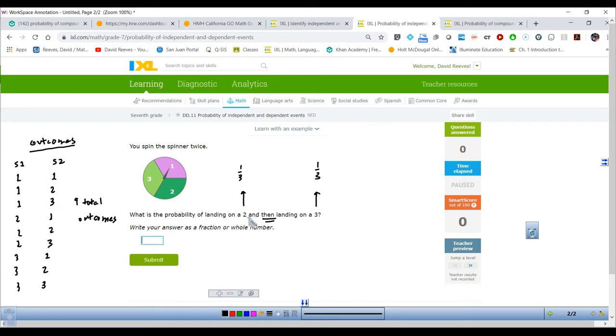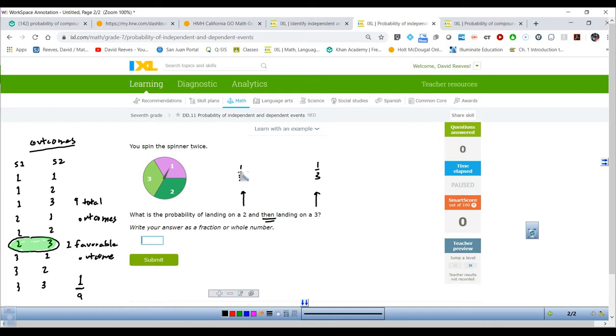Well, what did we want? We wanted a 2 and then a 3. So do you see right here? That is what we were looking for. Right here, this is what we were looking for. We wanted a 2 and then a 3. So how many favorable outcomes were there? There's one favorable outcome, right? And how many total outcomes were there? There were 9. So the probability would be 1 out of 9, right?